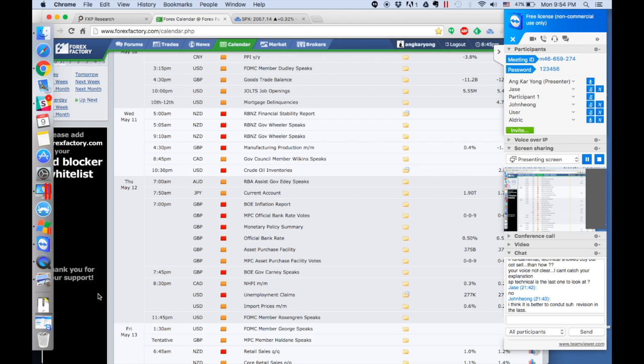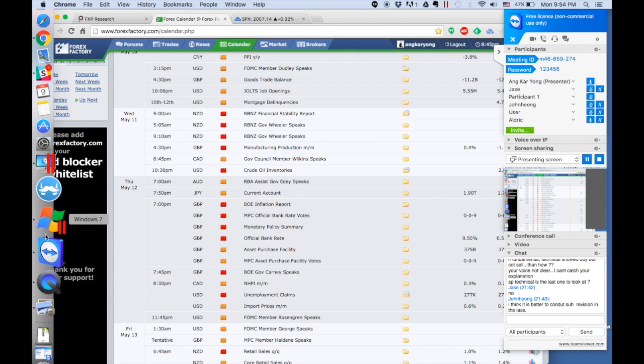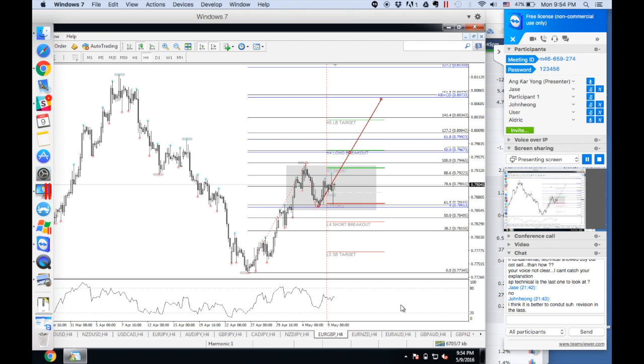Also, for breakout strategies like this one, what you need to always make sure is that you have a news event or something that acts as a catalyst to drive the breakout. If not, do not take that trade. Got it?